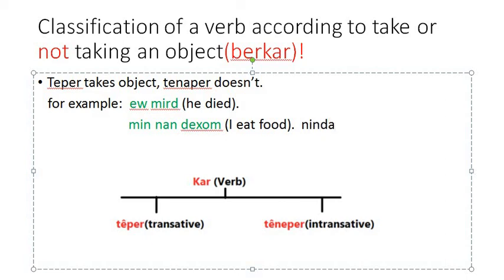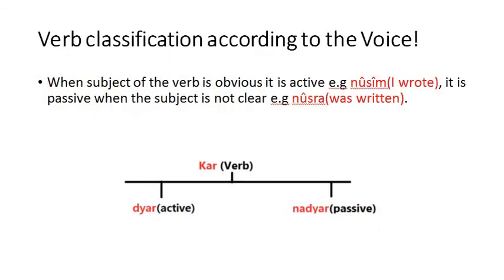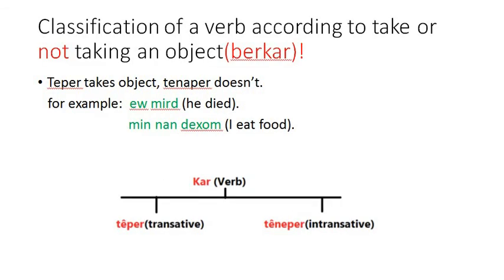Just for your information as a fun fact, ninda in Sumerian also means bread or food. Some Kurdish historians, or some Kurdish etymologists, believe this is how the word nan comes from. Anyway, that was verb classification according to berkar, or object.